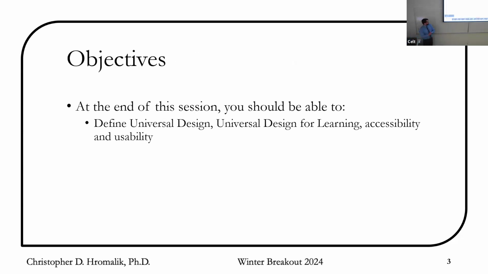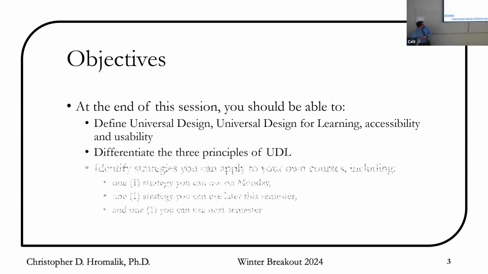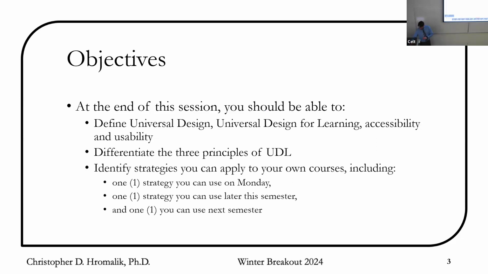The objectives for today's session: by the end of the session, you should be able to define universal design, universal design for learning, accessibility, and usability. You should be able to differentiate the principles of universal design for learning, and identify strategies that you can apply to your courses. One strategy you can use on Monday, one you can use later this semester, as well as one you can use possibly as far as next semester.